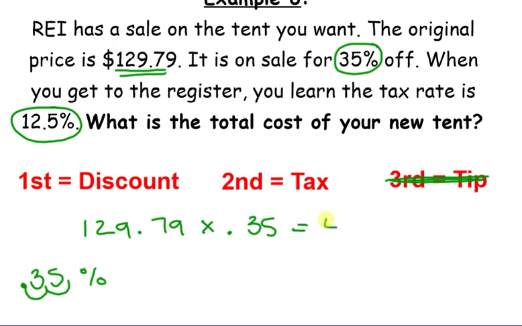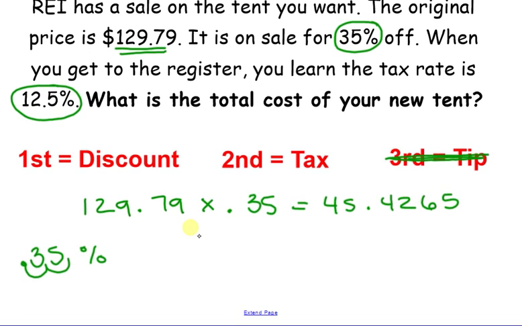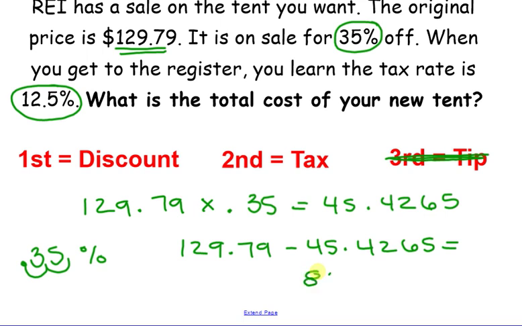That's going to be 45.4265. Okay? I'm not done, so don't round it. Now, because this is a discount, I subtract it from the cost. 129.79 minus 45.4265. Go ahead and work that out. And you should get 84.3635. Now, I've taken care of my discount.